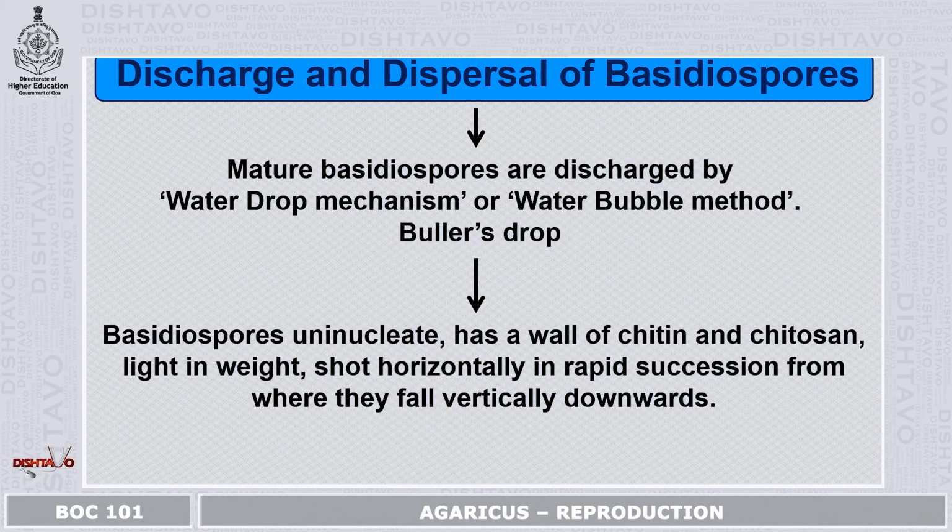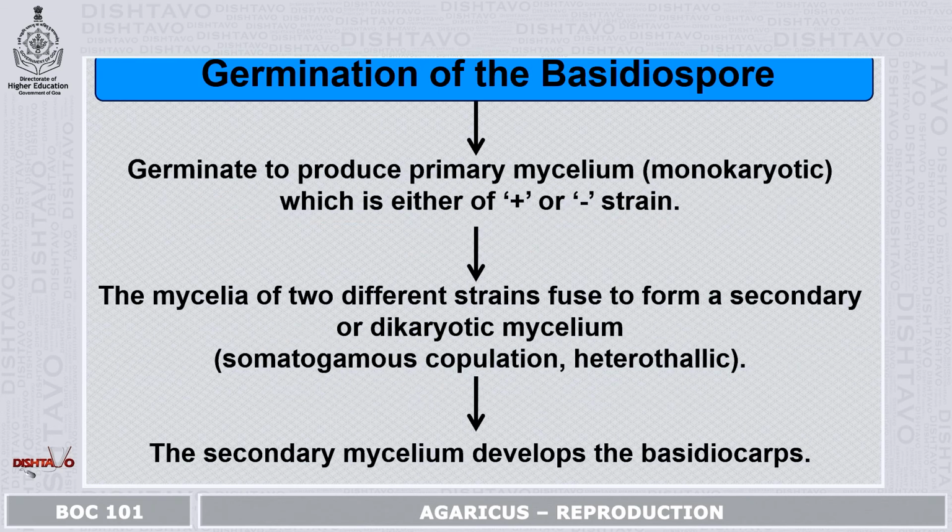Once the spores are matured, they have a mechanism by which they will be shot out. That discharge mechanism is called the water drop mechanism, water bubble method, or Buller's drop method, wherein a small water droplet appears, creates a pressure, and pushes out the basidiospore. The basidiospore is uninucleate and has a wall of chitin and chitosan. They are very light in weight and are shot horizontally in rapid succession, from where they fall vertically downwards. Once the basidiospore falls on a substratum, it will start germinating.